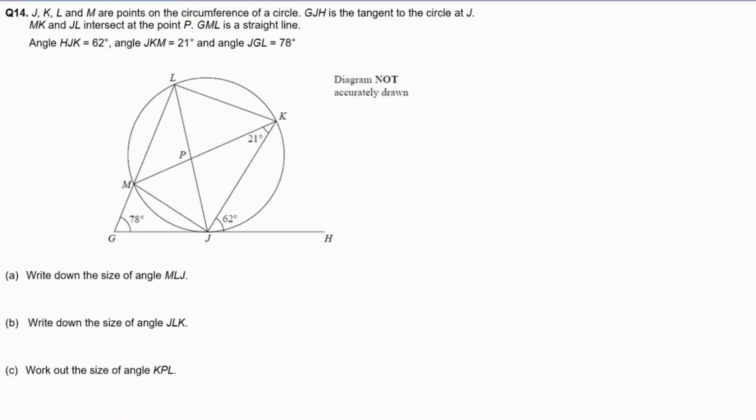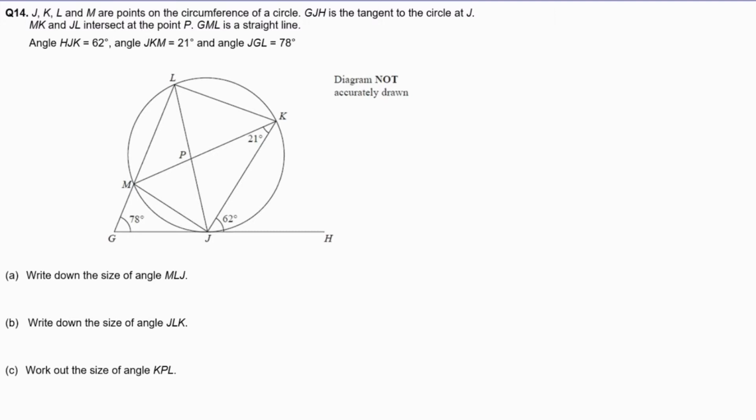Number 14, we are told that J, K, L are points on the circumference of the circle. GJH is a tangent to the circle at J, and MK and JL intersect at point P, and GML is a straight line. And we're given all this information. So the question here is, write down the size of angle MLJ.